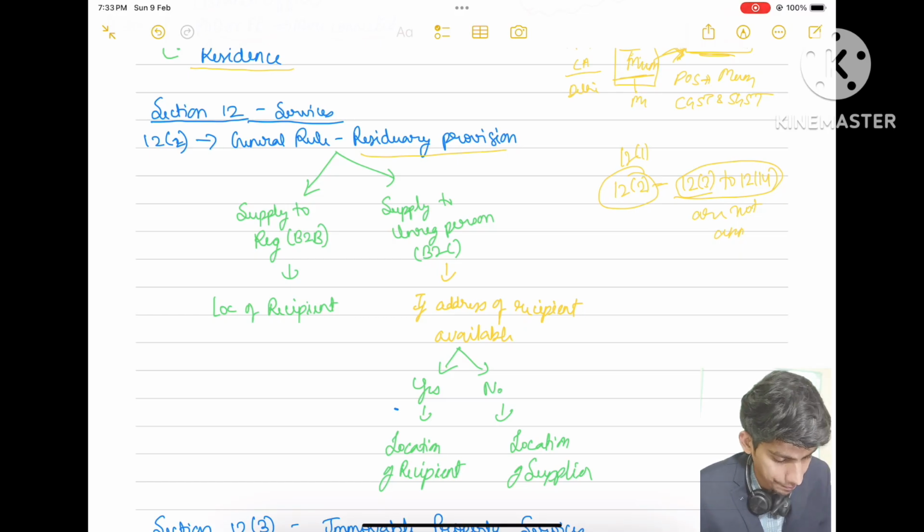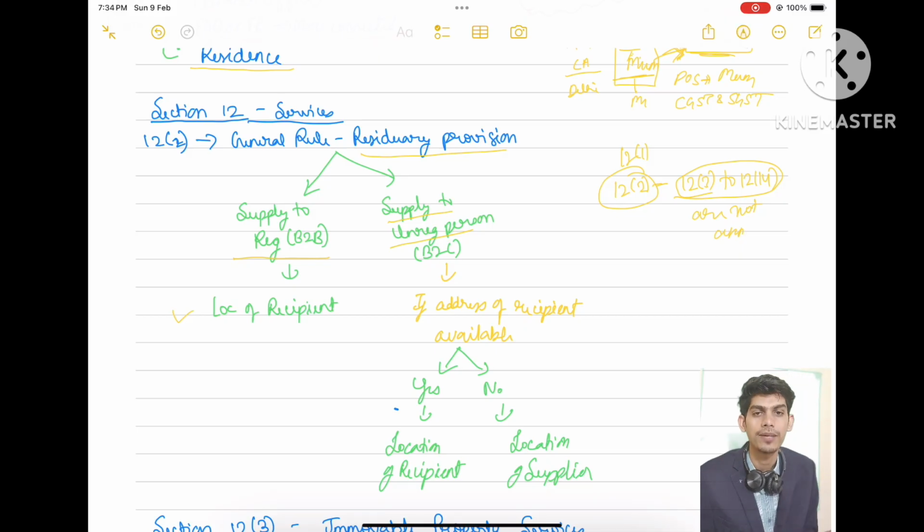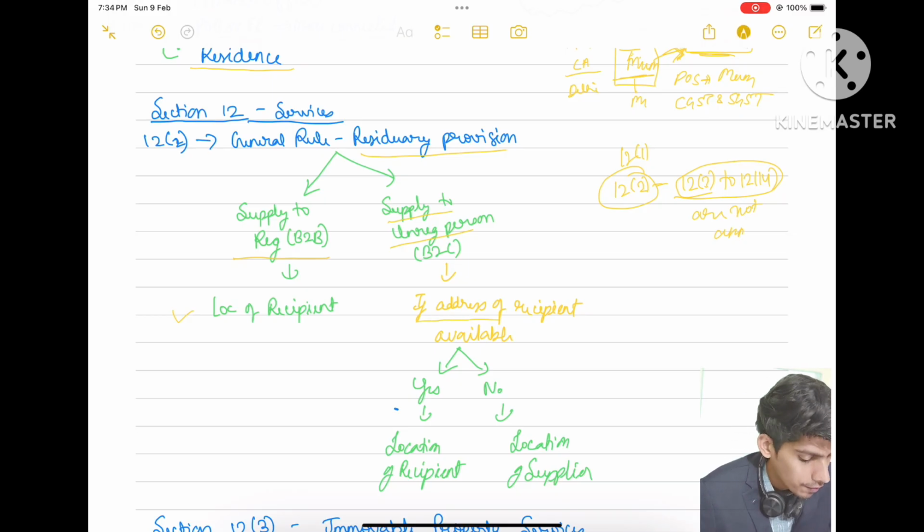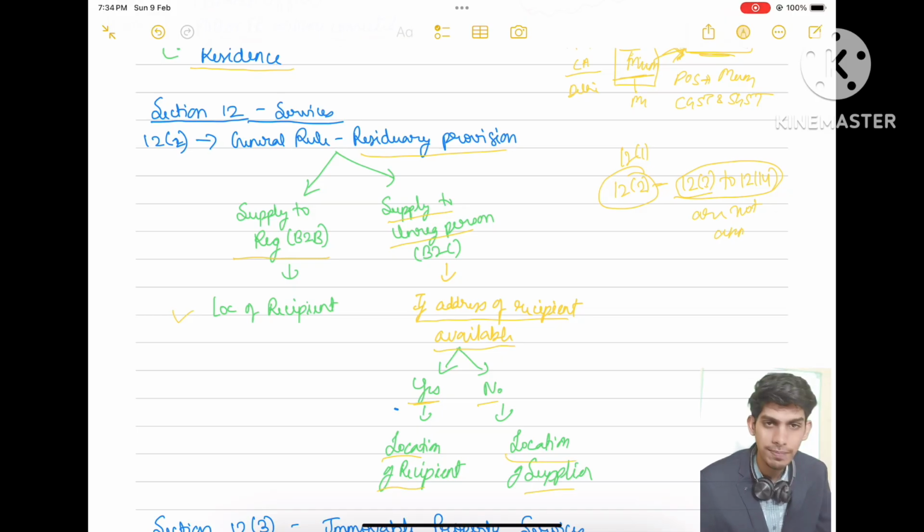So this is what the general rule says. Let's discuss. If a supply is made to a registered person, that is, it is a B2B supply, business to business supply, then the location of recipient will be the place of supply. And if supply is made to an unregistered person, that means it is a B2C supply, business to consumer, then we will check whether the address of the recipient of service is available with us. If it is available, yes, then the location of recipient will be taken as place of supply. And if it is not available, then the location of supplier will be taken as place of supply.